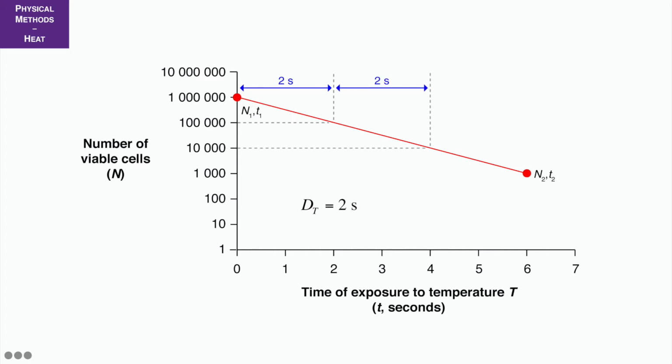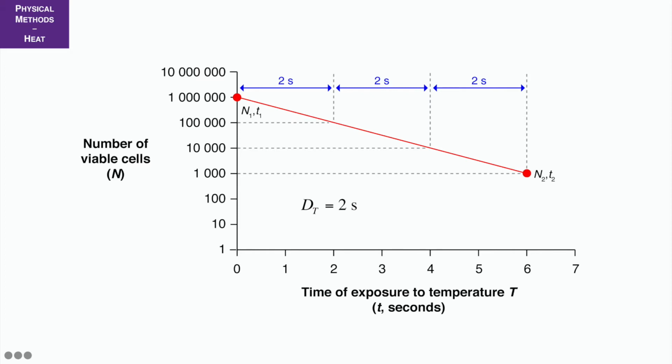Another 2 seconds of exposure corresponds to yet one more 10-fold reduction in the number of viable cells, this time from 100,000 to 10,000. Yet one more 2-second exposure corresponds to another 10-fold reduction in the number of viable cells, from 10,000 to 1,000.